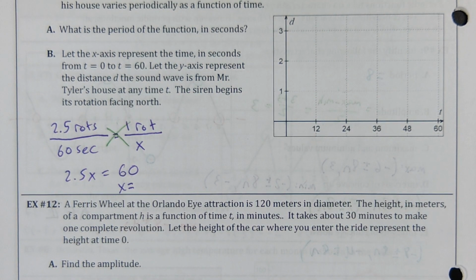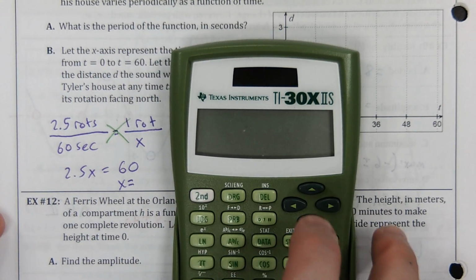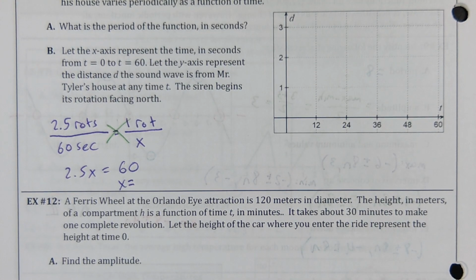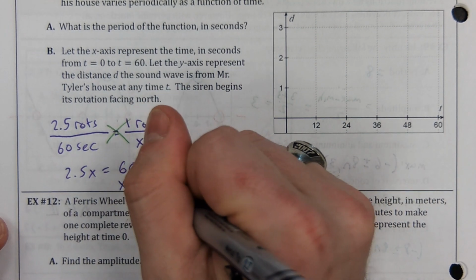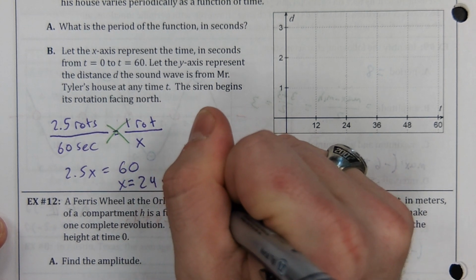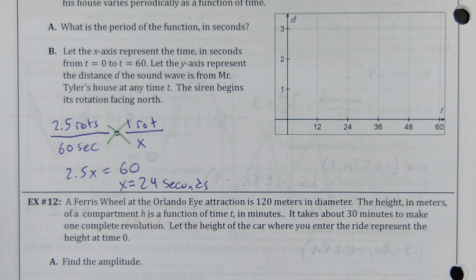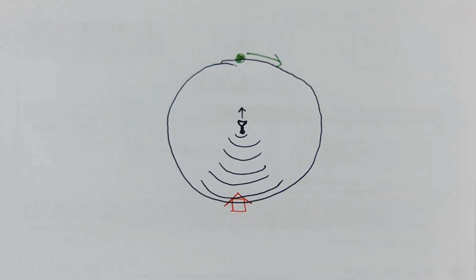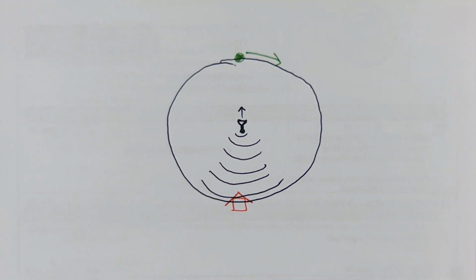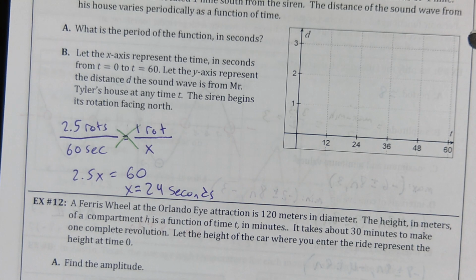48. No. 24? Yeah, 24, not 48. I doubled it by accident in my head. 24. That is 1 period. So the green dot's going to take 24 seconds to spin around. So the sound wave smacks into Mr. Tyler's house every 24 seconds. Okay?